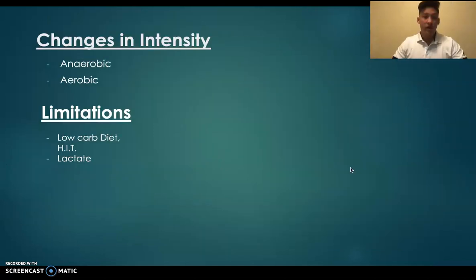So for the changes of intensity, I broke it up into 2 categories here, which is anaerobic and aerobic. Our first one is anaerobic, which means oxygen is not needed for this category. The energy occurs in the cytosol of a cell and produces ATP very quickly, but not for long.